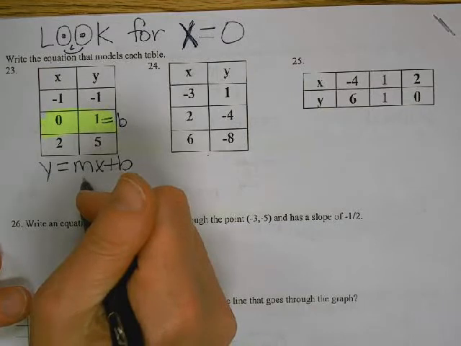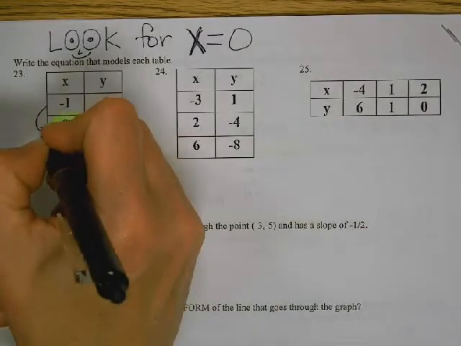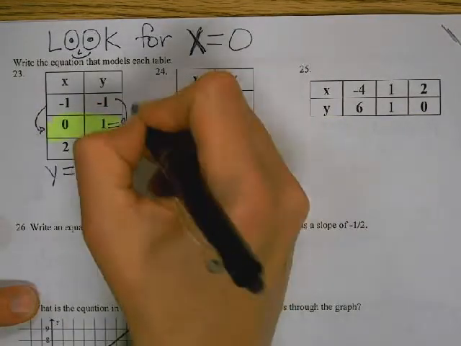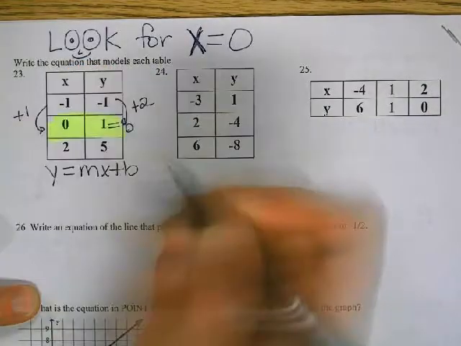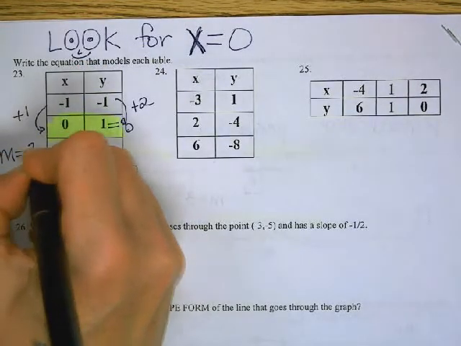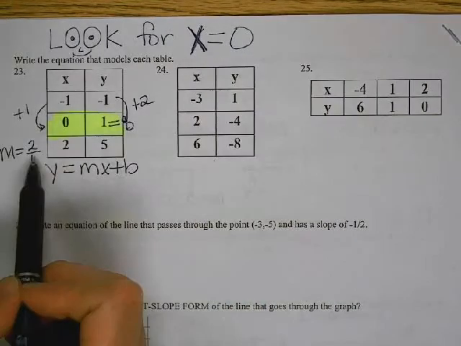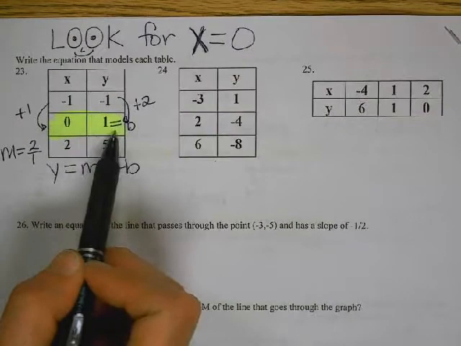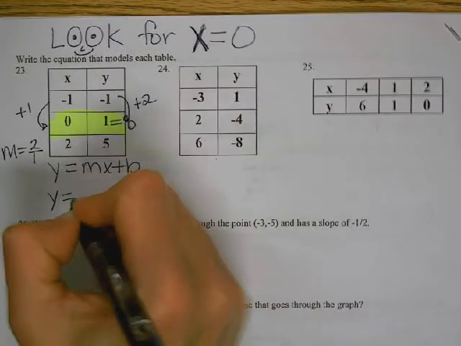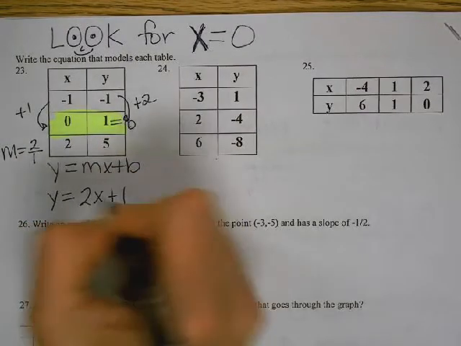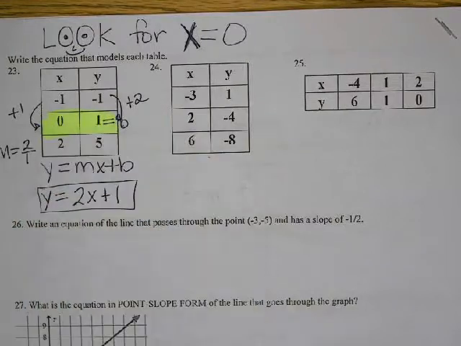The other thing I need to find is my slope. So I'm going to go ahead and do my arrows to find my slope. Plus 2, plus 1, so m equals 2 over 1. So m is 2, b is 1. Write your equation, and you're done.